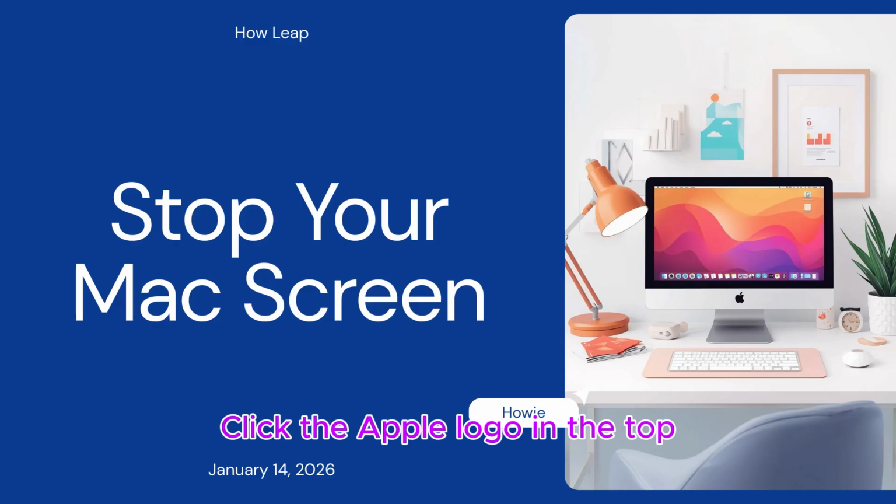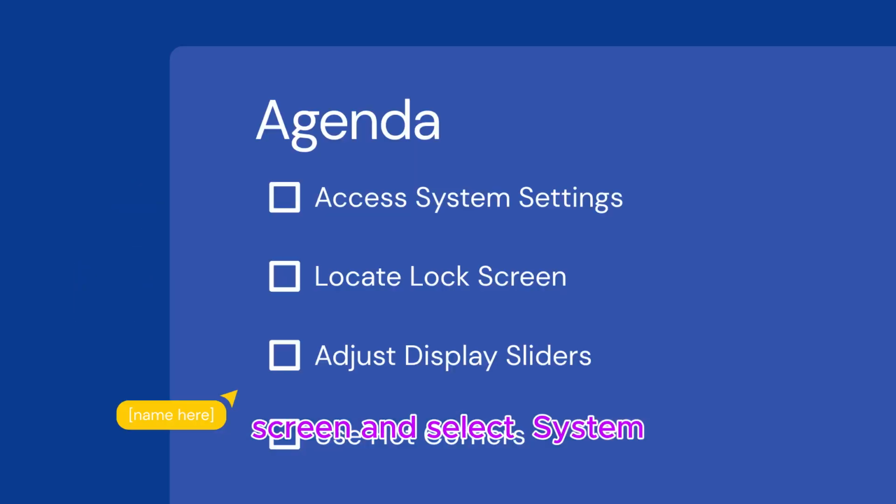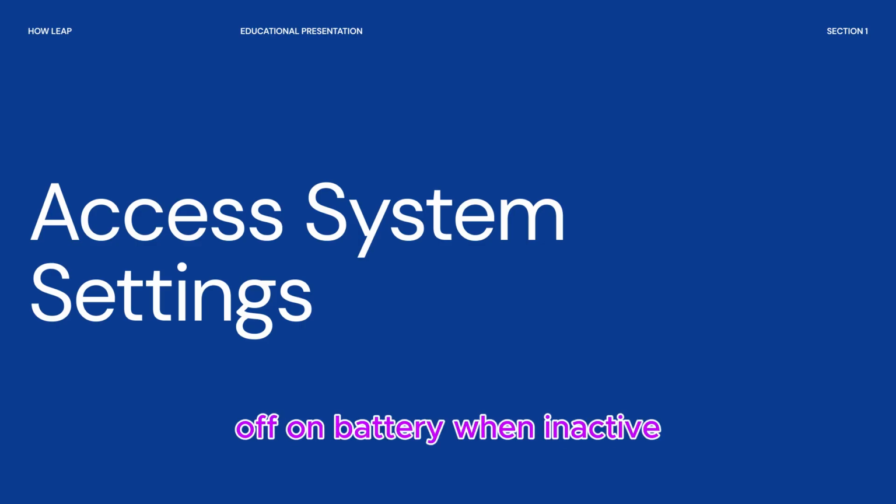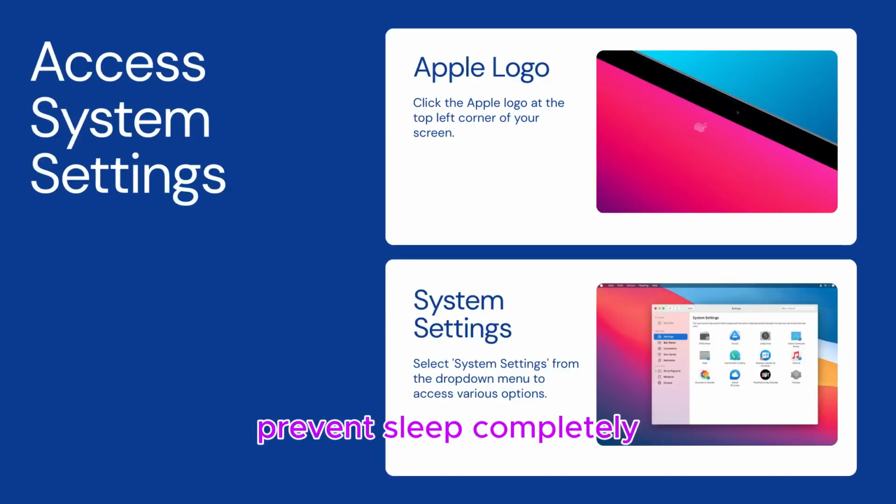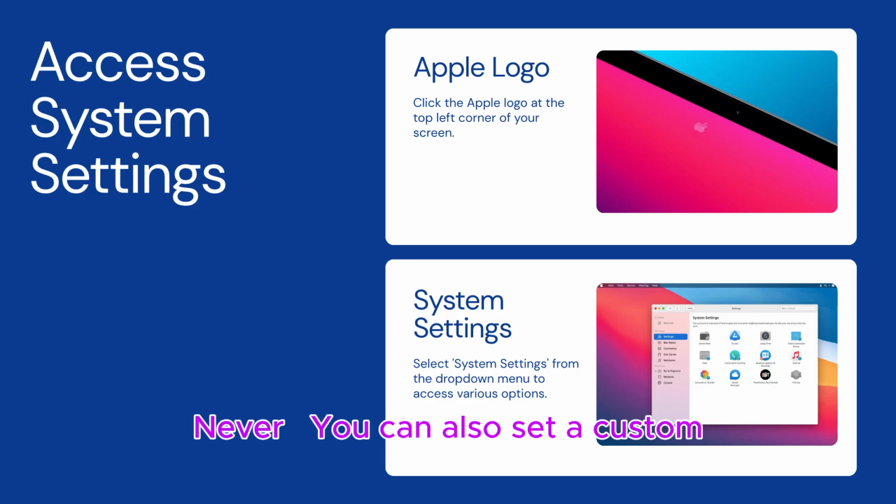Click the Apple logo in the top left corner of your screen and select System Settings. In the System Settings window, click Lock Screen in the sidebar. Here you will see an option for Turn Display Off on Battery when inactive and Turn Display Off on Power Adapter when inactive. To prevent sleep completely, drag the slider for each setting to Never. You can also set a custom time if you prefer.